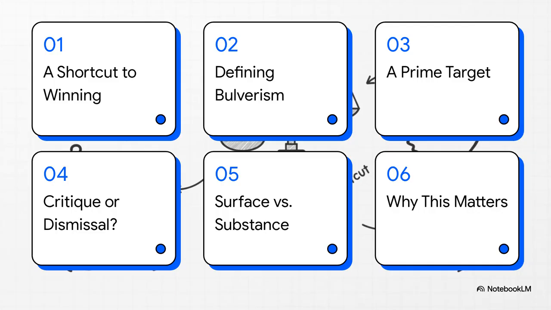So here's what we've got on tap. We'll talk about this shortcut to winning, then define Bulverism properly. We'll look at a prime target for it, figure out the difference between real critique and just dismissing someone, check out some surface versus substance claims, and wrap it all up with why any of this actually matters.